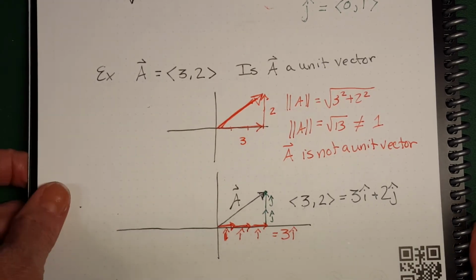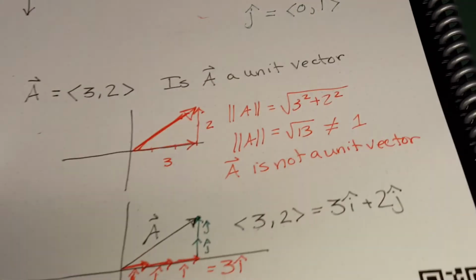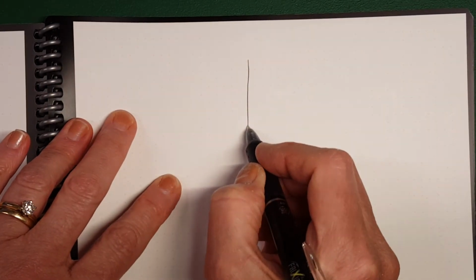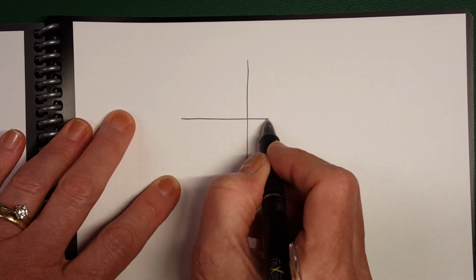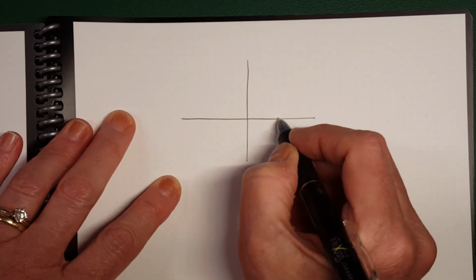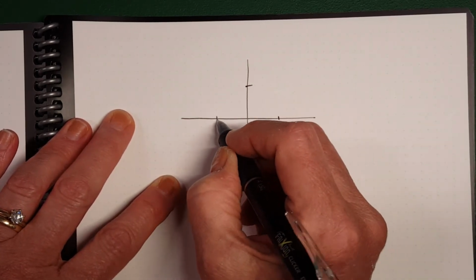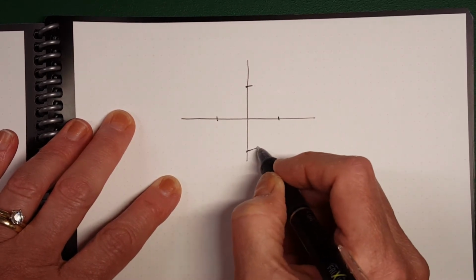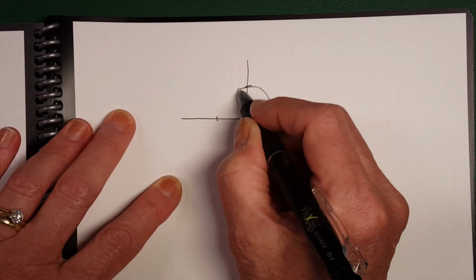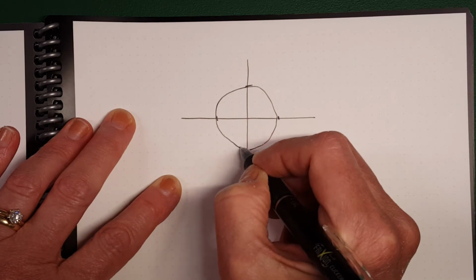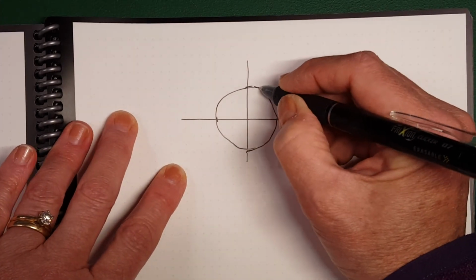Now, there's something very important about unit vectors and their relationship with the unit circle. So let's just go back and think about the unit circle for a minute here. We know that the unit circle is the circle that has a radius of 1. So I'm just going to try to draw a circle with a radius. It's not going to come out too great. Okay, but there's my circle.